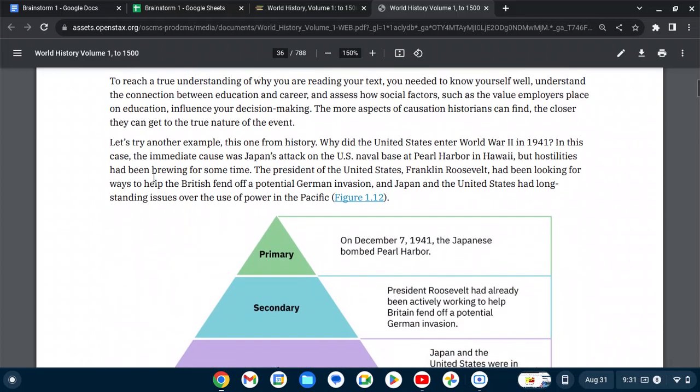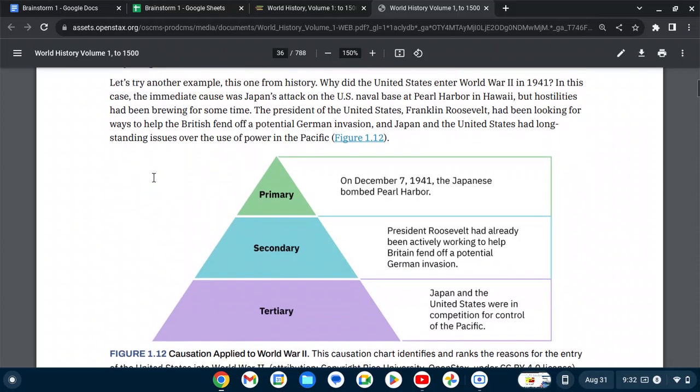To reach a true understanding of why you are reading your text, you need to know yourself well, understand the connection between education and career, and assess how social factors, such as the value employers place on education, influence your decision making. The more aspects of causation historians can find, the closer they can get to the true nature of the event. Let's try another example, this one from history.